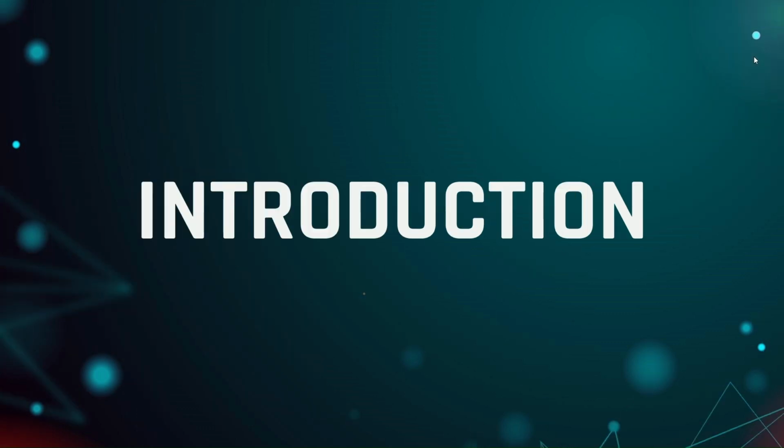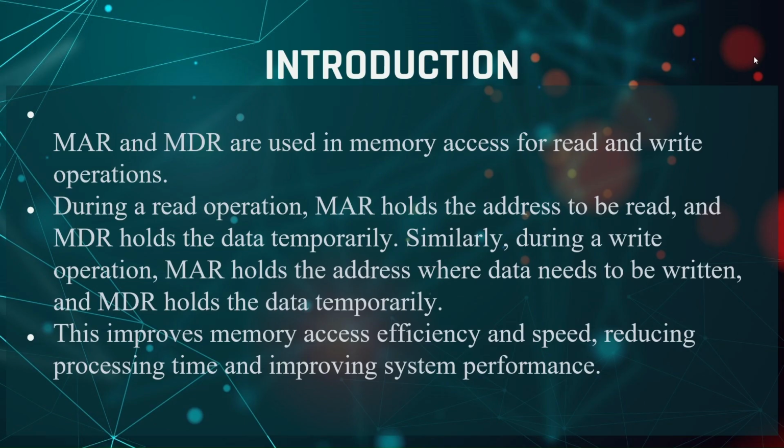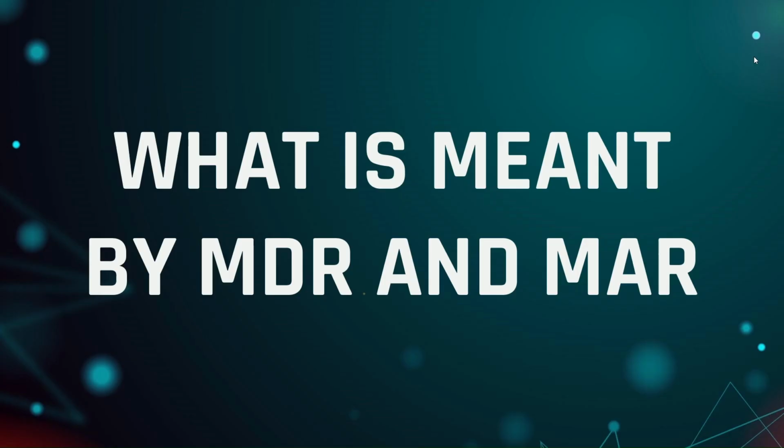So, heading towards the introduction, MAR and MDR are used in memory access for read and write operations. During a read operation, MAR holds the address to be read and MDR holds the data temporarily. Similarly, during a write operation, MAR holds the address where data needs to be written and MDR holds the data temporarily. This improves memory access efficiency and speed, reducing processing time and improving system performance.